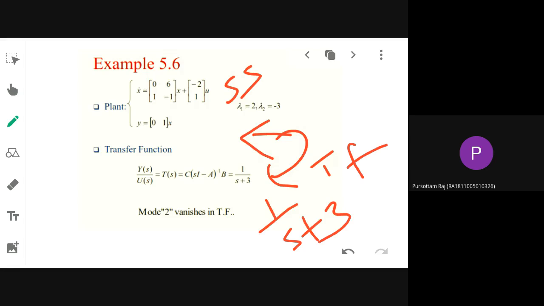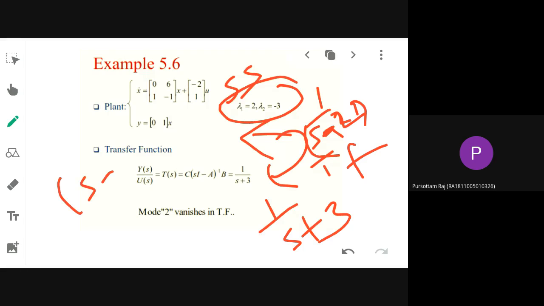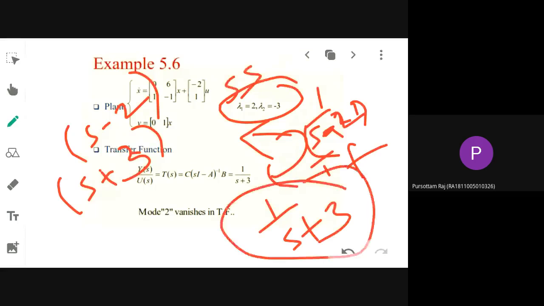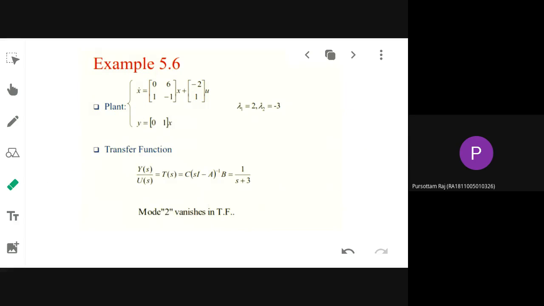But again here you are having two modes, s minus 2 and s plus 3. S plus 3 and S minus 2, these are the two modes, but this is the final transfer function, 1 by s plus 3. So again, this is getting cancelled just in the transfer function. So this mode vanishes finally in the transfer function. Alright. So this is called pole zero cancellation in the transfer function. Okay. That's all I think.